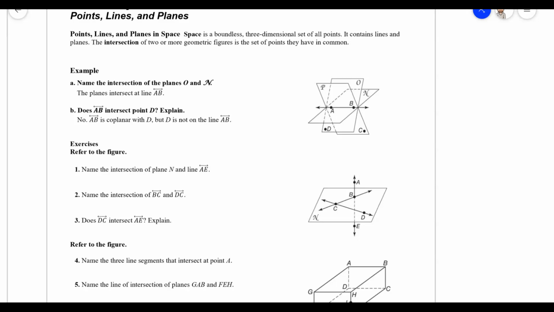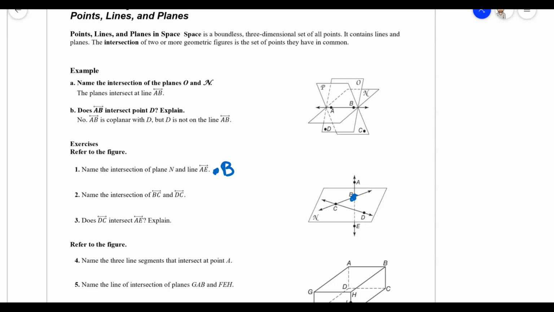Name the intersection of plane N and line AE. Okay, so line AE is this line that we said before is going through the floor into the basement, and the point of intersection would be point B. So I'm going to use my point symbol notation to say point B is where they would intersect. You have a line and a plane intersecting each other at that point.